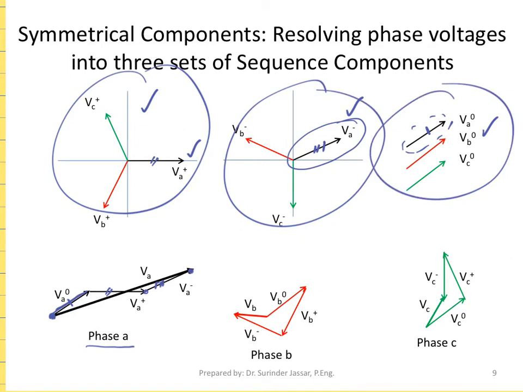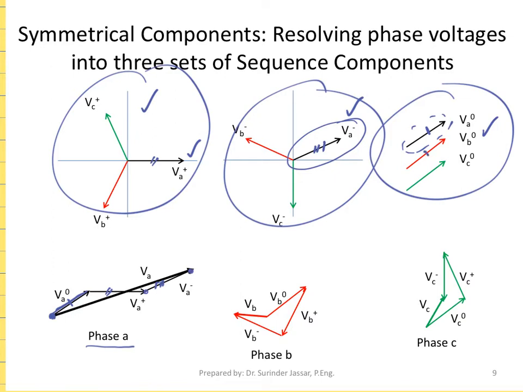3 sets of balanced systems, and then we will analyze them. So let's say we calculate VA0, we calculate VA negative, we calculate VA positive. Then using the superposition principle, we add them together in order to find VA. Okay, and so on.